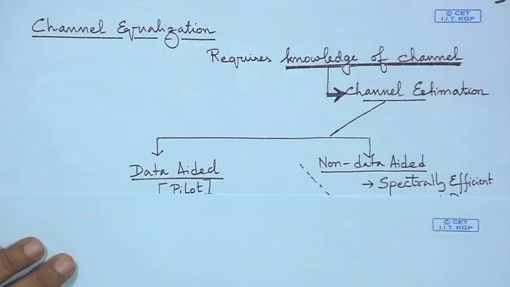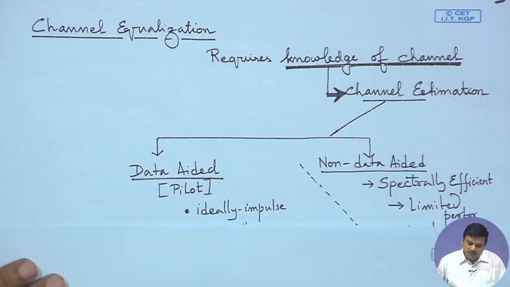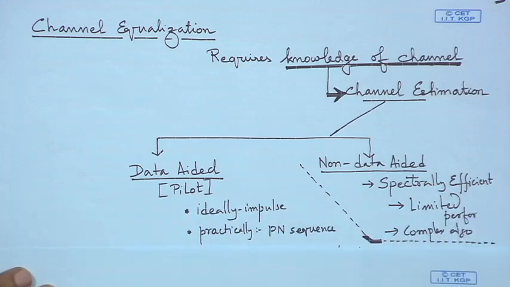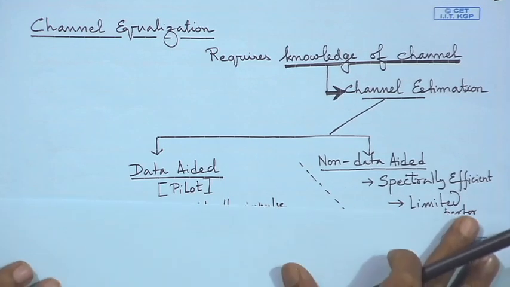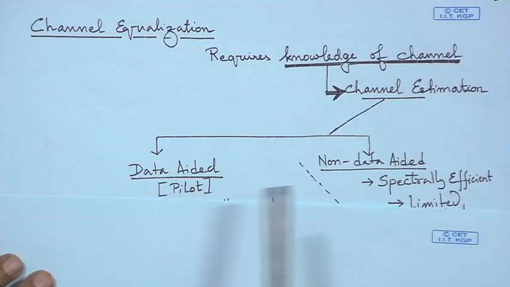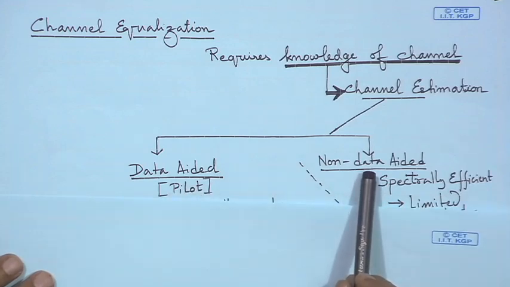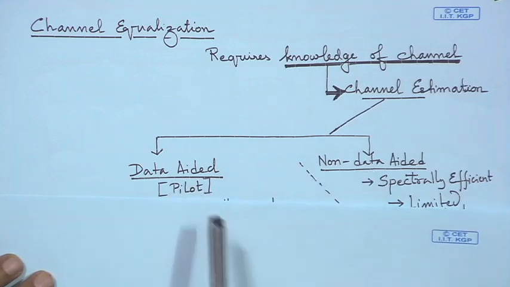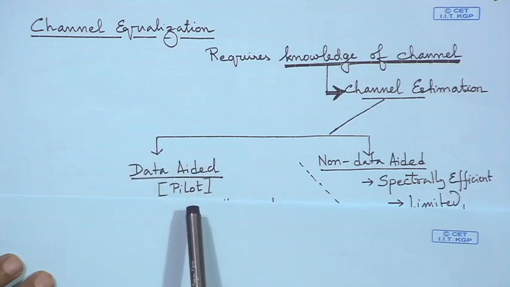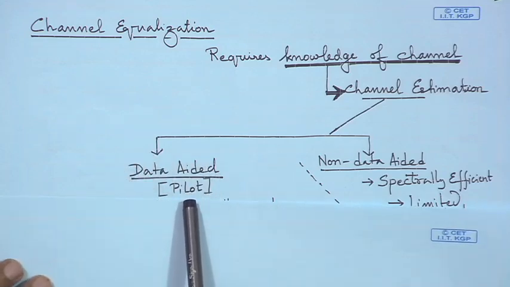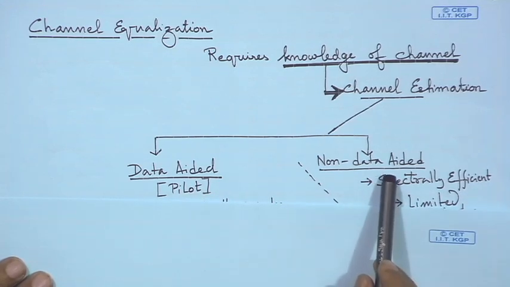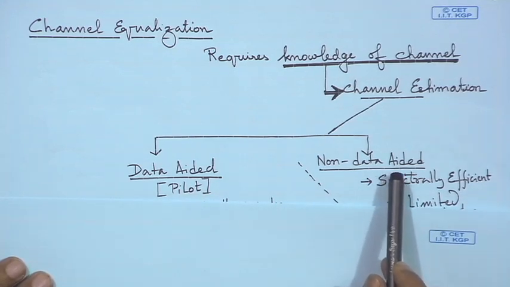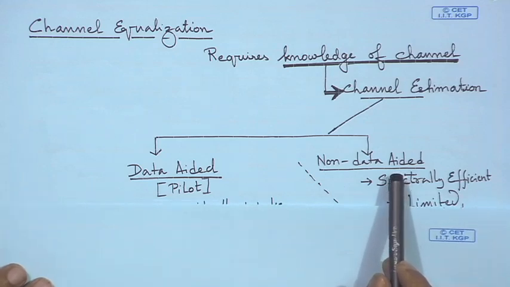When we look at channel equalization and channel estimation, the channel estimation part can be broadly divided into two methodologies. One is data aided, one is non data aided. Data aided means there is a pilot or prior knowledge about the transmitted sequence, whereas in non data aided we do not use any prior knowledge about the transmitted sequence.